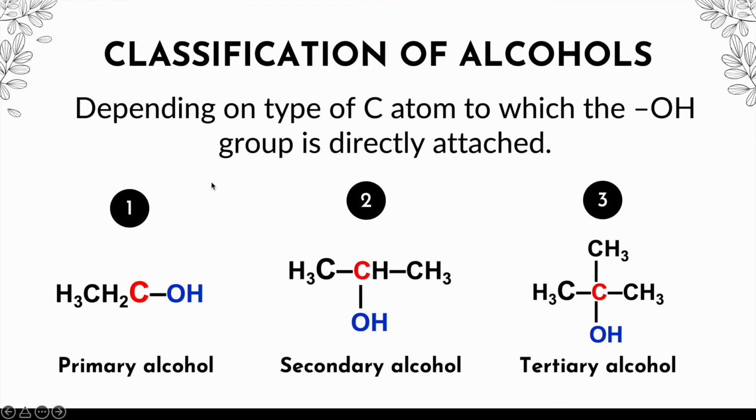Classification of alcohols. It depends on the type of carbon atom to which the OH group is directly attached. For example, in this one, the OH group is attached to a primary carbon. This is a primary carbon because it is attached to one carbon only. So when the OH group is attached to a primary carbon, the class of this alcohol is primary alcohol. And this OH group is attached to a secondary carbon, so this is a secondary alcohol. Next, the OH group attached to a tertiary carbon, so this is a tertiary alcohol.